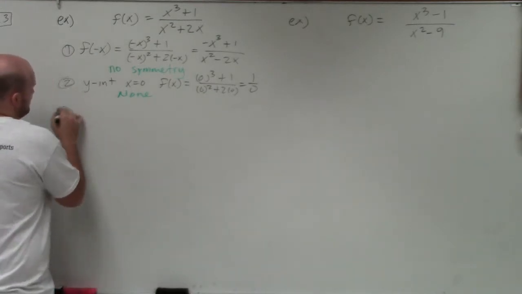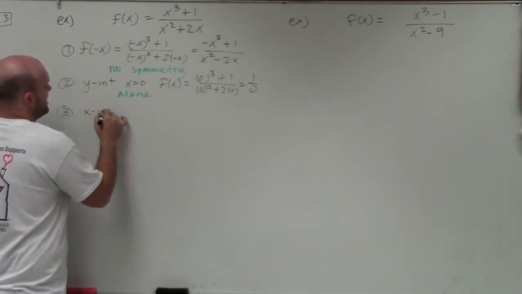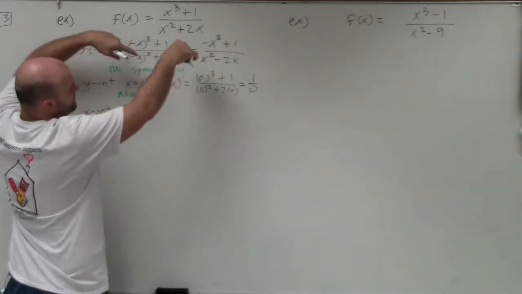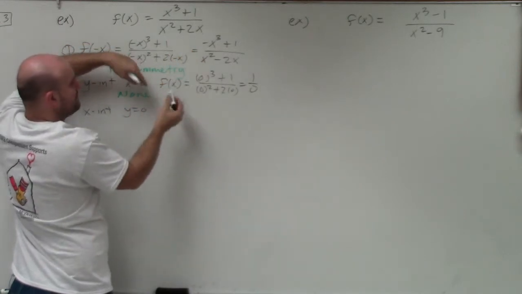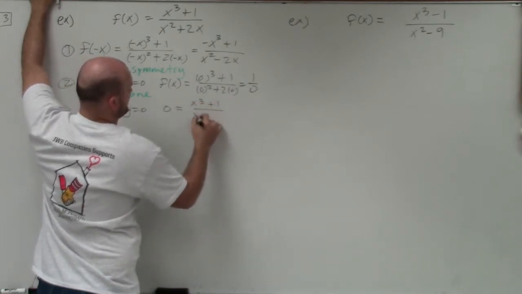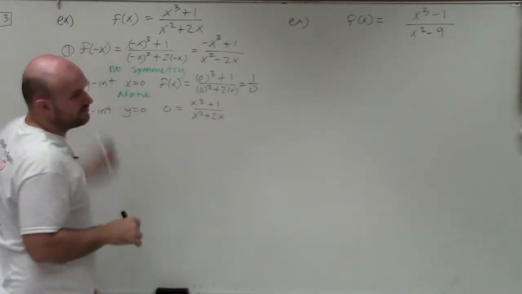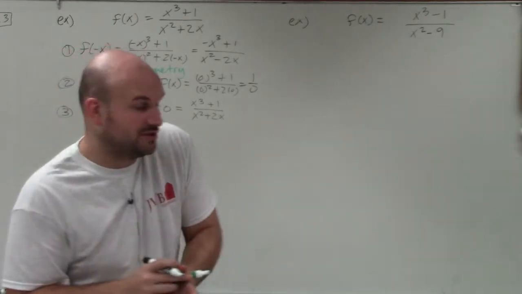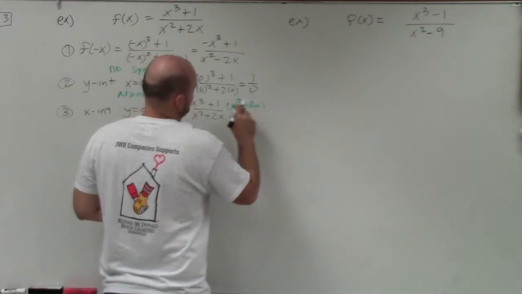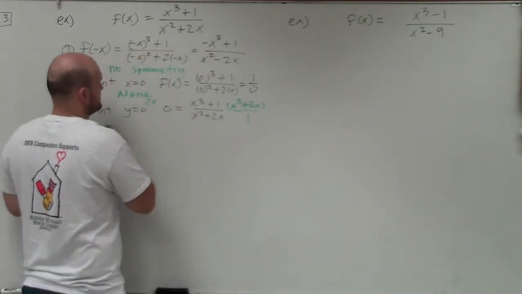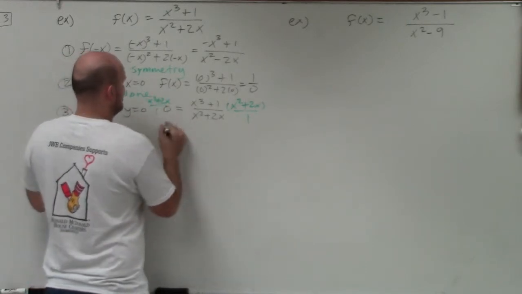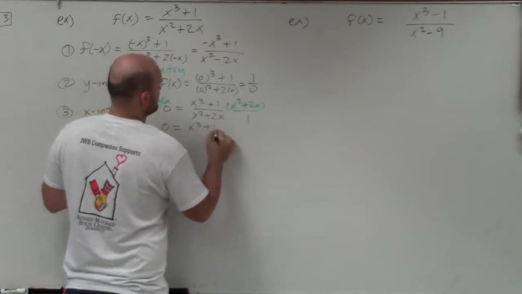Step number 3. Now we're going to check for our x-intercepts. And our x-intercepts is when y equals 0. So now, instead of using y, we're using f of x. But we're going to just replace this with 0 and then solve for x. So basically, when you have a rational equation set equal to 0, you need to get the x's off the denominator. So I'm going to multiply by the reciprocal on both sides. Therefore, I obtain 0 equals x cubed plus 1.